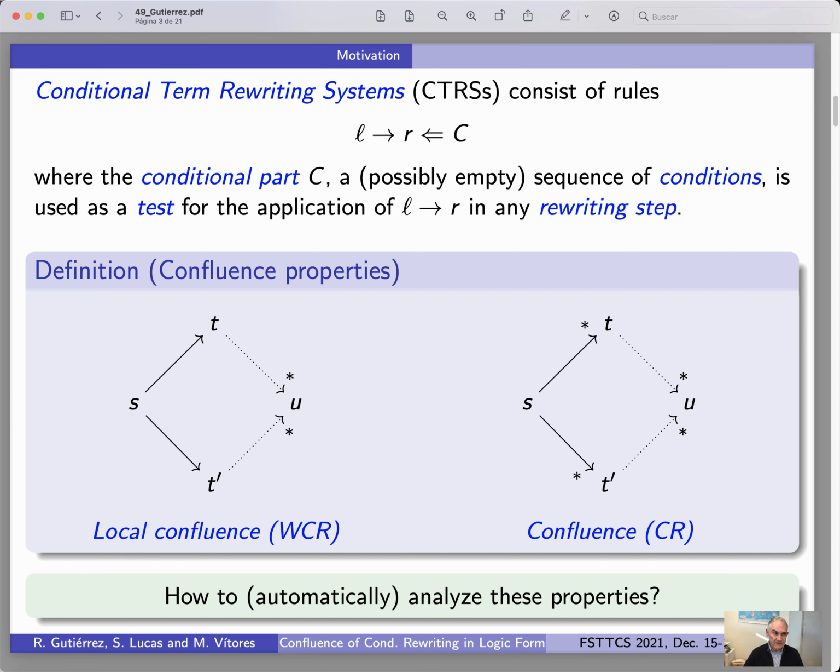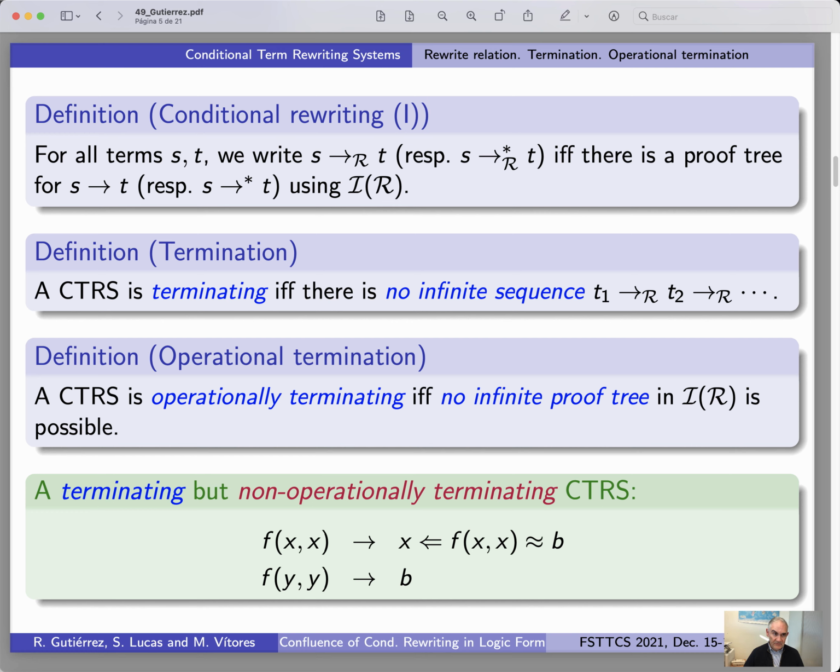Given an inference system describing computations with a conditional system, we can define the one-step and many-step reduction relations on terms by provability in the inference system. Then we can define termination of the one-step reduction relation as usual, that is, as the absence of infinite reduction sequences. We can also define the stronger notion of operational termination, which requires the absence of infinite proof trees. Operational termination implies termination, but not vice versa. The following example illustrates this fact.